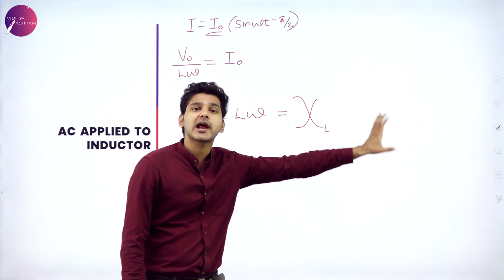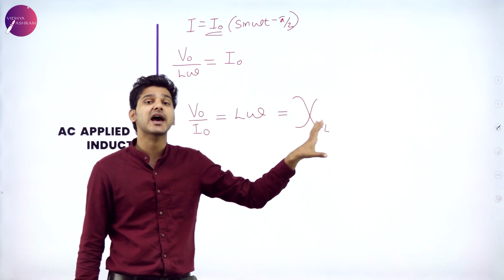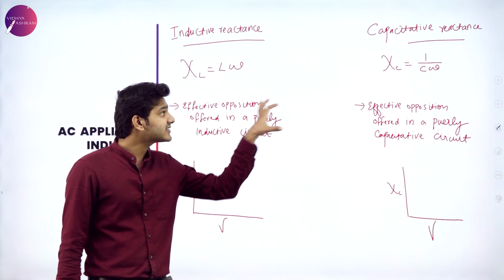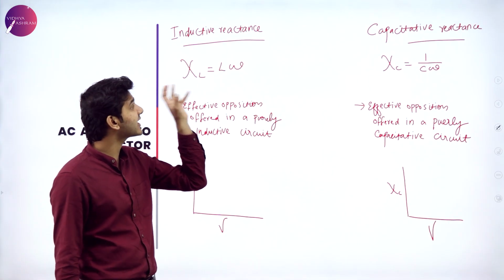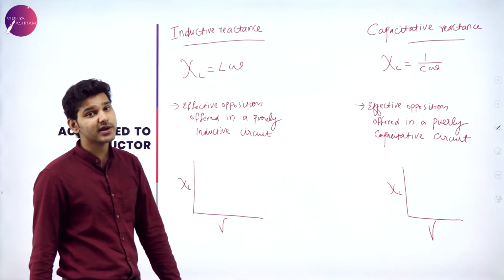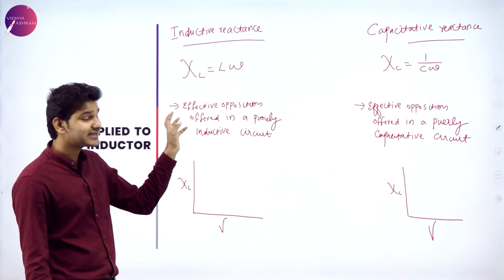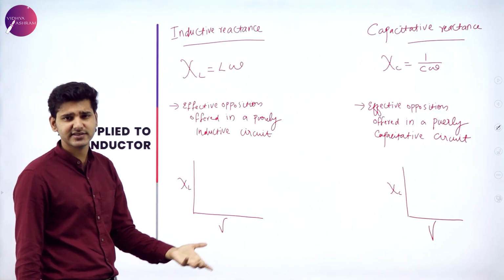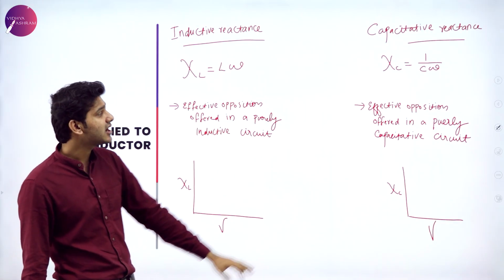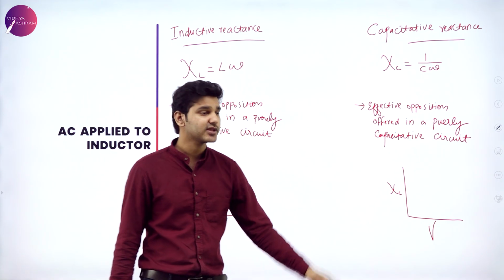I'll write down the capacitive reactance and inductive reactance, and I'll tell you what is actually going on side by side. We can do a comparative study between capacitive reactance and inductive reactance. We can say that chi L, the inductive reactance, is equal to L omega, while capacitive reactance is equal to 1 by C omega. Again, it is the effective opposition, generally the resistance. The effective opposition offered in a purely inductive circuit is chi L, and in a capacitive circuit it is chi C, 1 by C omega. That is the only difference.